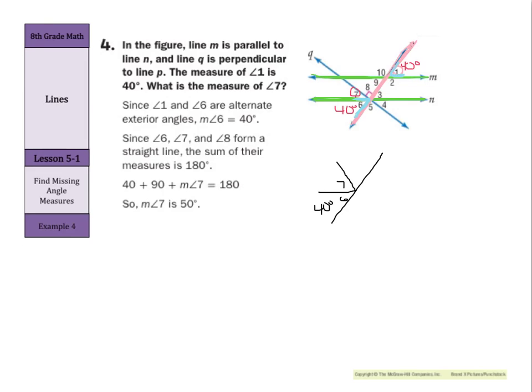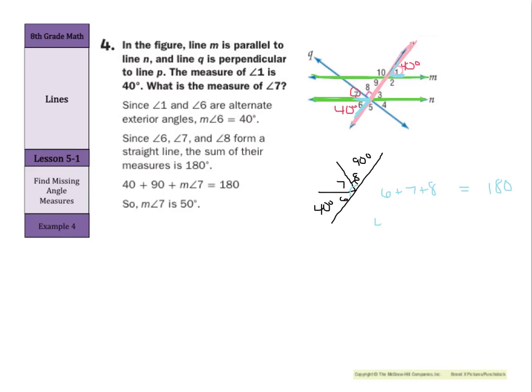We have 7, which we're looking for, and 8. But 8 we know. How? Because of the right angle symbol. We know 8 is 90 degrees. Well, supplementary isn't just 2 angles that form a straight line. We could have 3 angles that form a straight line. Angles 6, 7, and 8 form that 180 degree angle. So 6 plus 7 plus 8, the measures of those angles, has to equal 180.